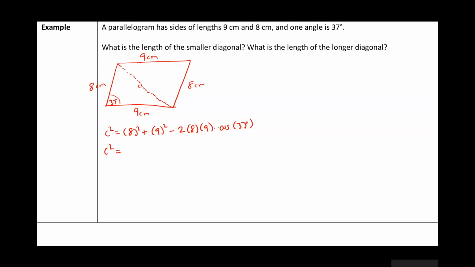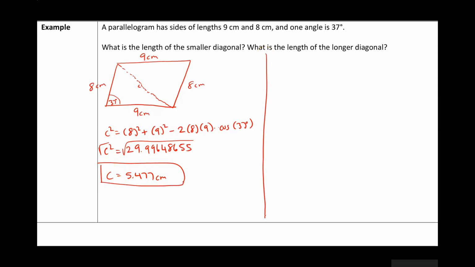Now you can pause the video and put this all into a calculator, and this will give you 29.99648655. If I square root that to get C by itself, I get a plus or minus, but C represents distance, so C is going to be positive 5.477 centimeters. So that takes care of the smaller diagonal.